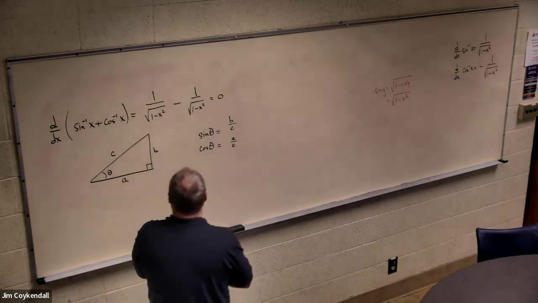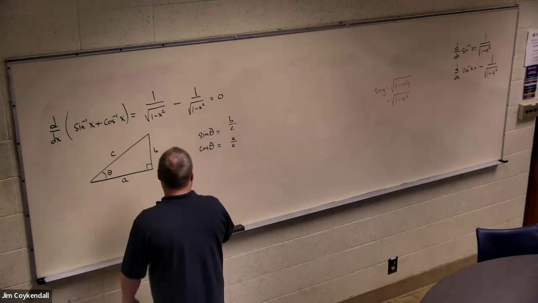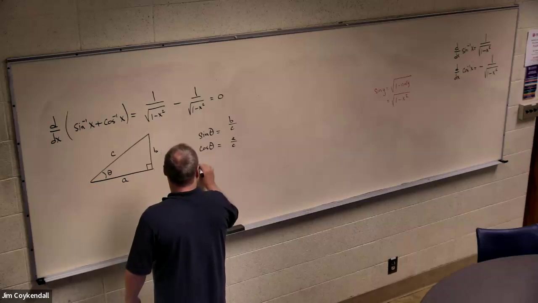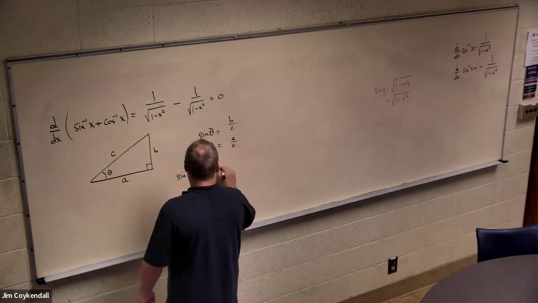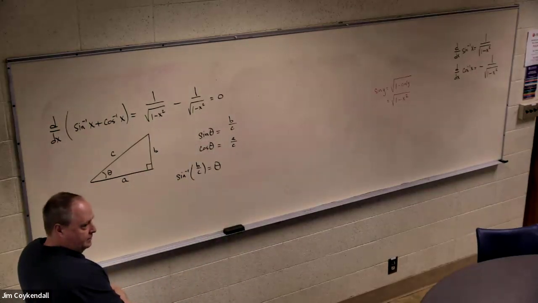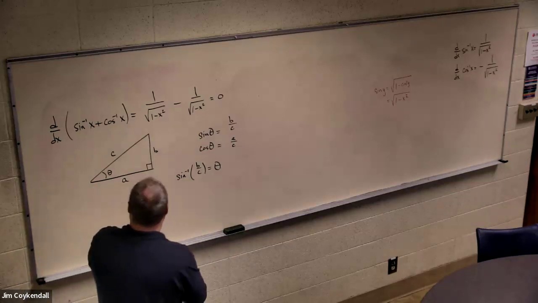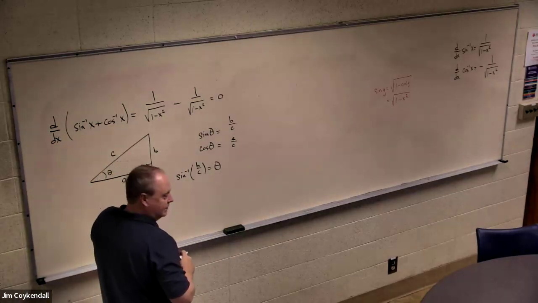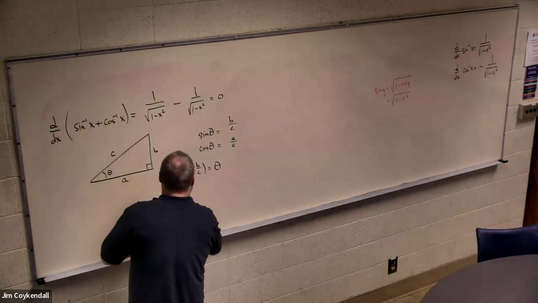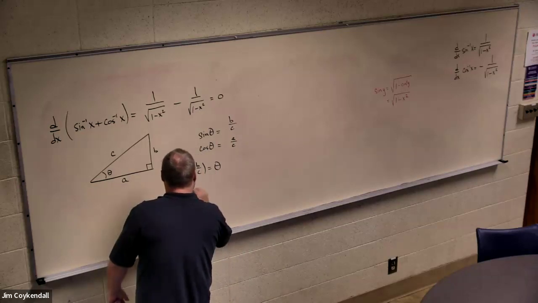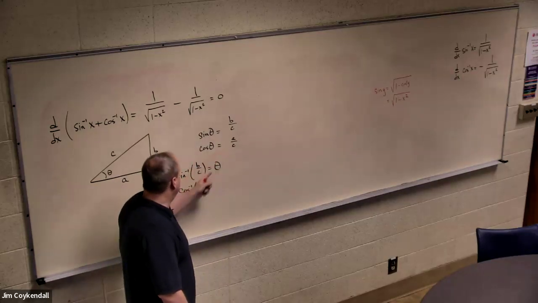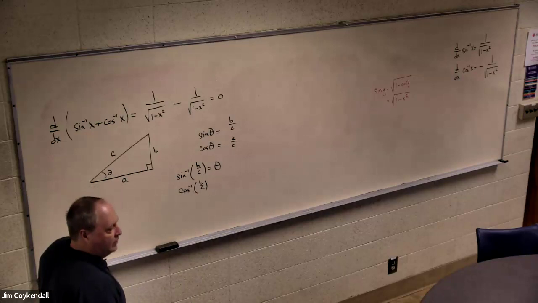So now we're kind of familiar. The inverse sine of B over C is the angle phi. Now what about the inverse cosine? Of course, the inverse cosine of A over C is theta. What's the inverse cosine of B over C?